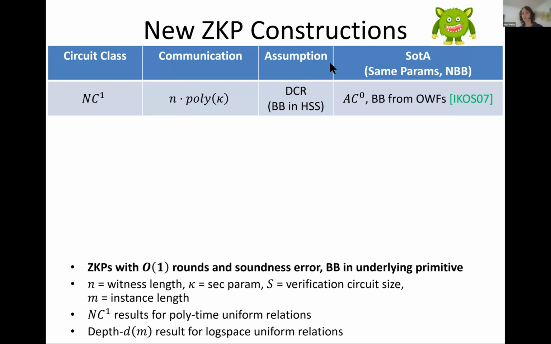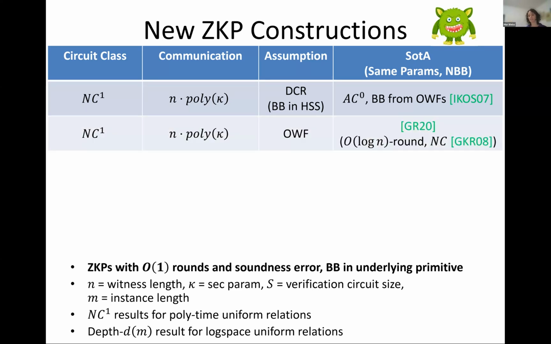So before our work, the original Ishai, Kushilevitz, Ostrovsky, and Sahai paper from 2007 gave a zero-knowledge proof with the same communication for AC0 using one-way functions in a black box way. So you can think of our result as a scaling up of the IKOS result, showing that you can scale up AC0 to NC1 by scaling up the assumption from one-way functions to DCR.